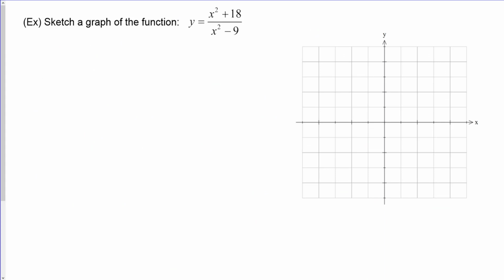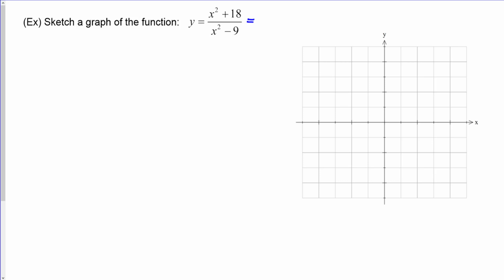All right, our next example, we have a rational function, y equals x squared plus 18 over x squared minus 9. The thing that we need to pay attention to here is that there is a potential for asymptotes. You could have vertical asymptotes, horizontal asymptotes, and so forth. So we're going to spend a little bit more time with the original function than what we did with the previous example that was a polynomial.